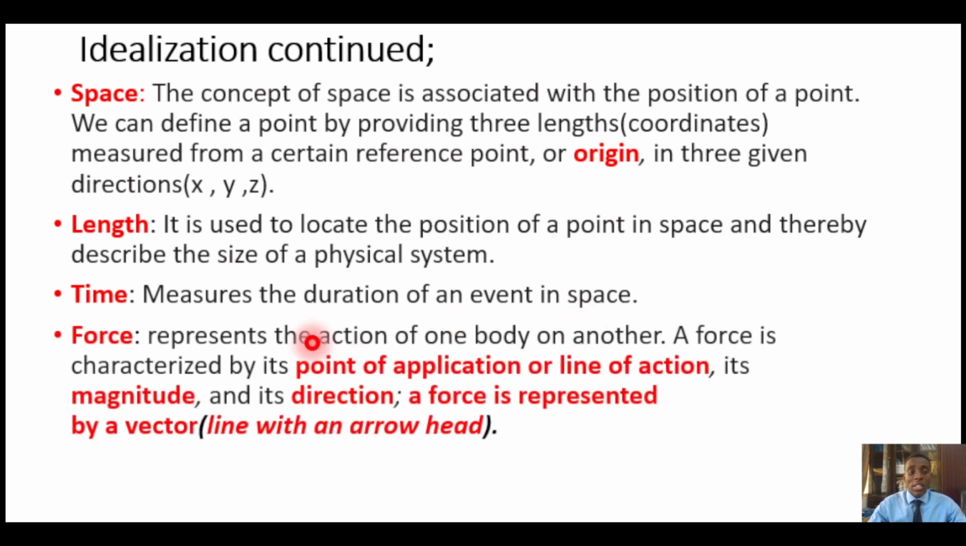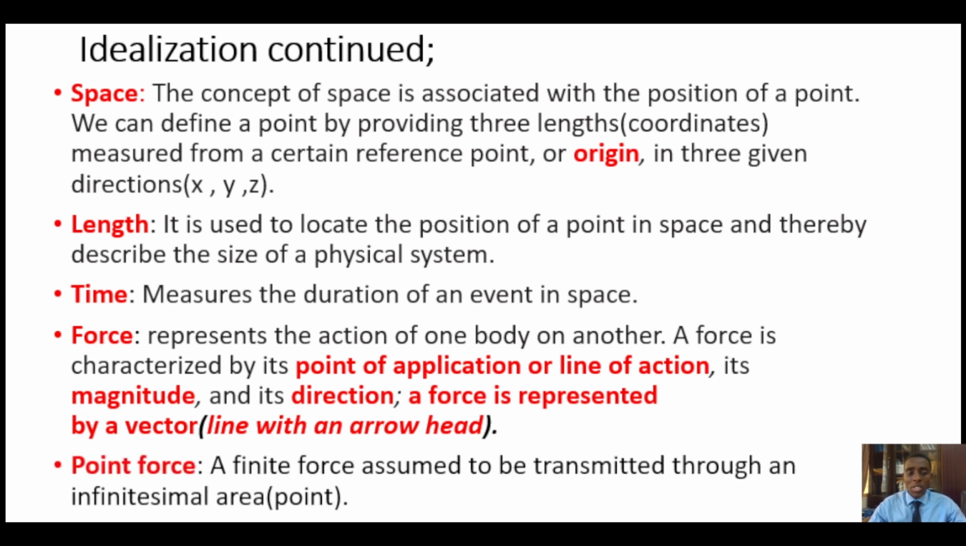Then force. Now there is a whole video on force. But for now, let's take it as force represents the action of one body on another, and it is usually characterized by the point of application or the line of action, its magnitude, as well as the direction. Now a force will be represented as a vector. That is to say, it has a line with an arrowhead, just like any other vector quantity. A point force is a finite force assumed to be transmitted through an infinitesimal area or point. So if I reduce the action of the force to act at just a point, then I'm dealing with a point force analogy.